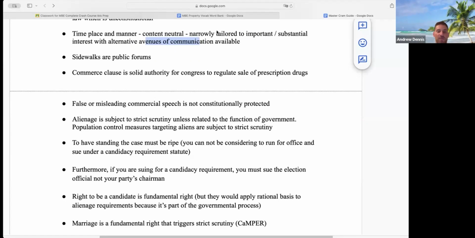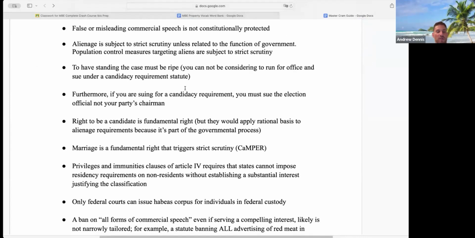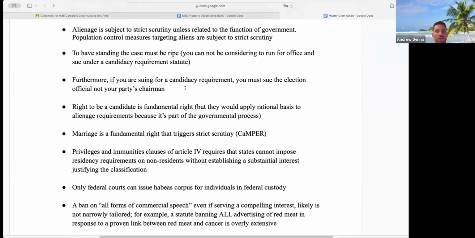To have standing, the case must be ripe. You cannot be considering to run for office and sue under a candidacy requirement statute. Furthermore, if you're suing for a candidacy requirement, you must sue the election official, not your party's chairman. The right to be a candidate is a fundamental right, but they would apply rational basis to alienage requirements because it's part of the governmental process.